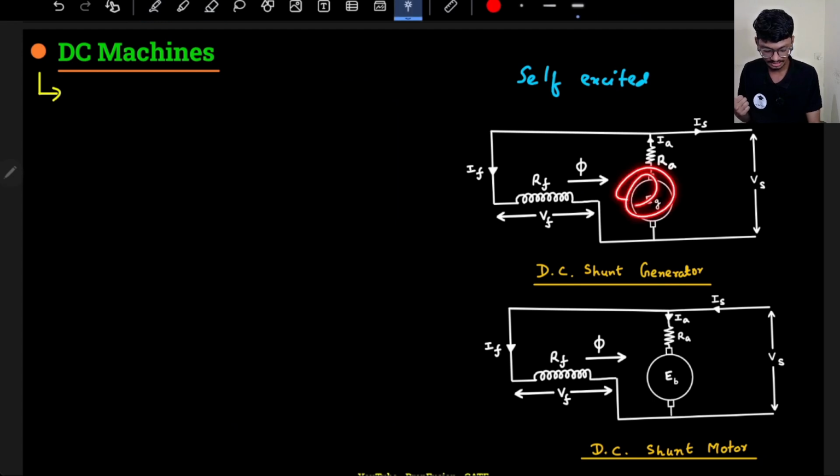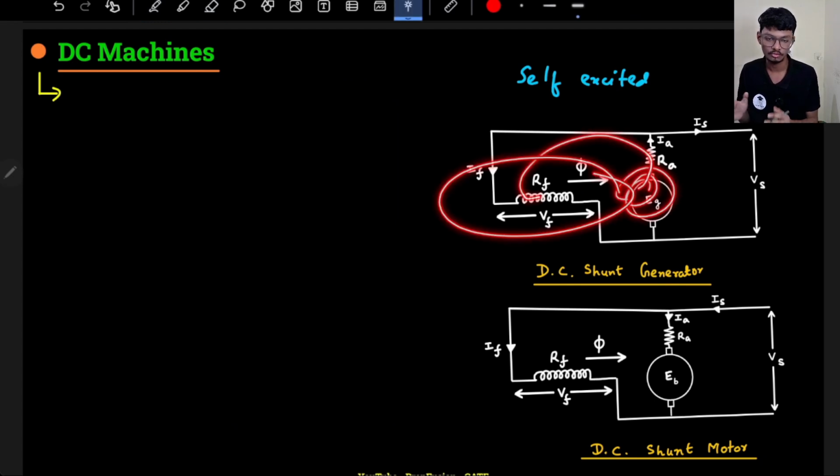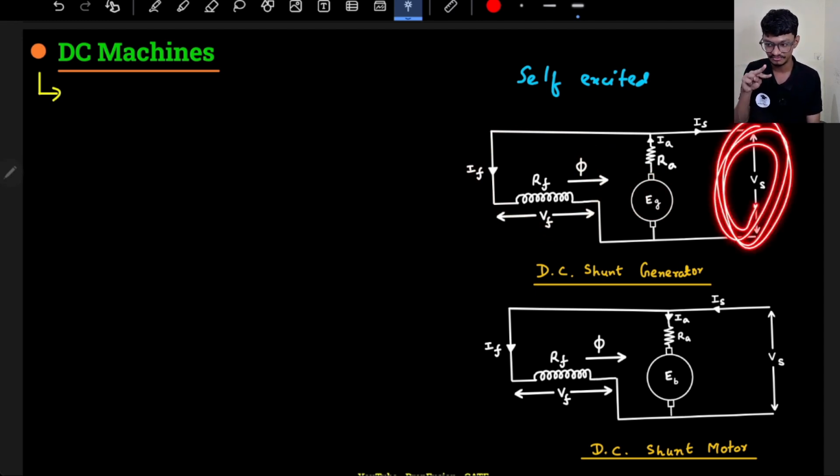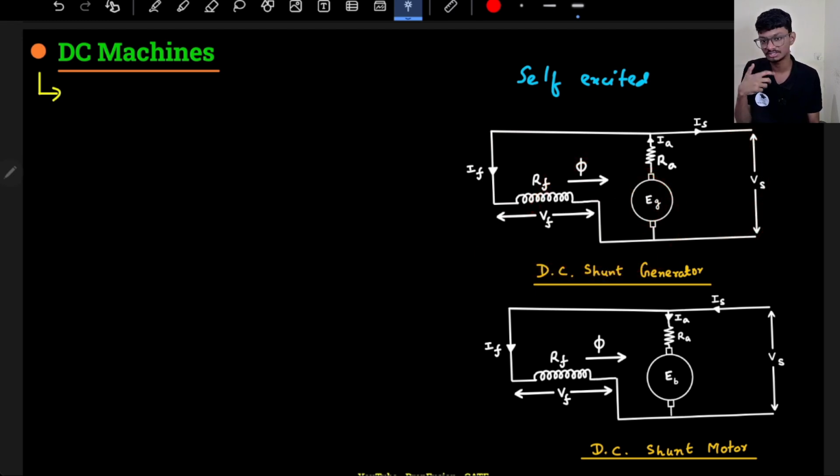So whatever voltage is getting developed, that same voltage is used for developing the field. That's why it is called self-excited. So if the generated voltage changes, the flux also will change. But as the terminal voltage generally is fixed, the flux will not change. But just keep this in mind, it can change.